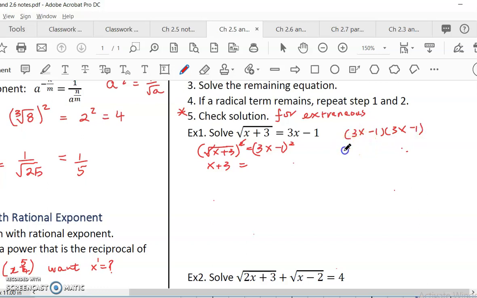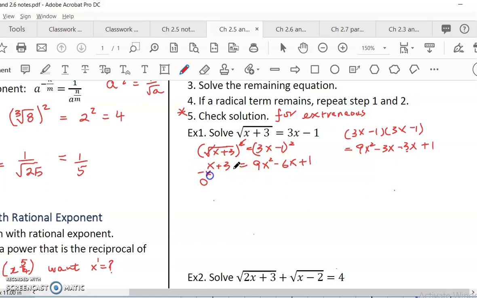So if I do it here, it will be 9x squared minus 3x minus 3x plus 1, because negative 1 and negative 1 is plus 1. So FOIL it carefully. So put it on this side: 9x squared minus 6x, I combine them, plus 1. Now this is a quadratic equation. Usually you can solve this by factoring. To factor, you have to have everything on one side, right? Equal to 0.